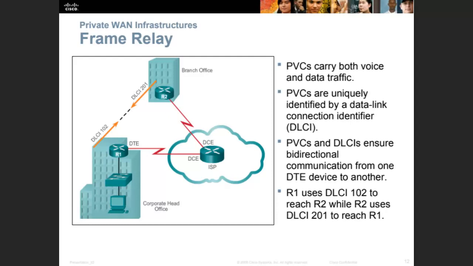Another type of network is frame relay, a WAN technology. Here, PVC carries both voice and data traffic. PVC meaning what? Private virtual circuit. Okay, or sorry, permanent virtual circuit. Permanent virtual circuit. So this circuit will carry voice and data. And each PVC has an identifier, DLCI, we call it.